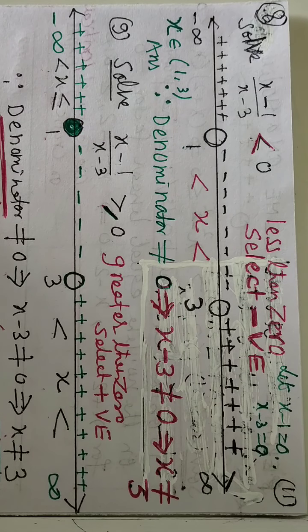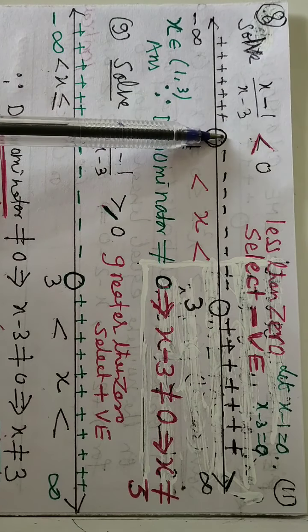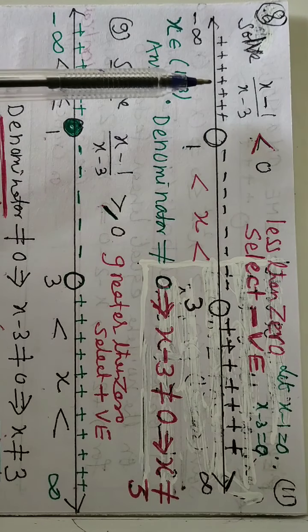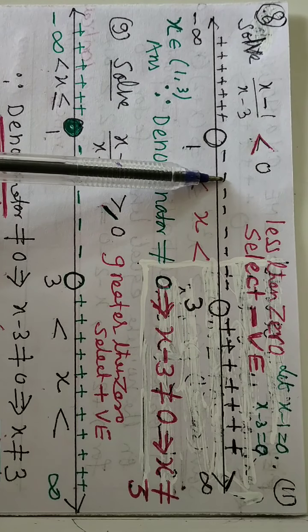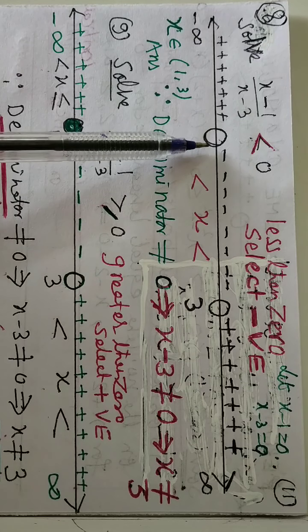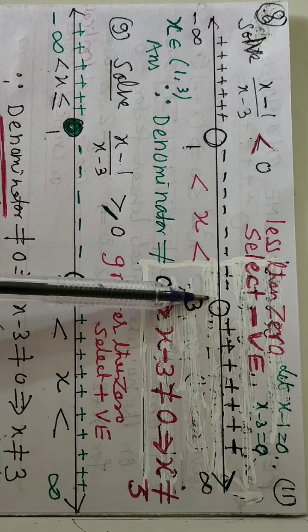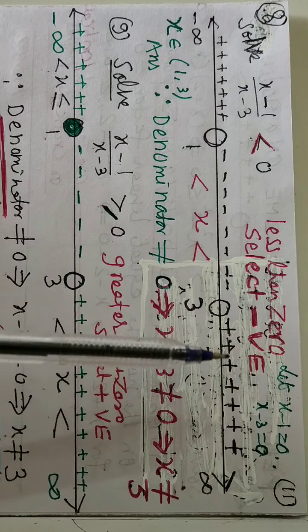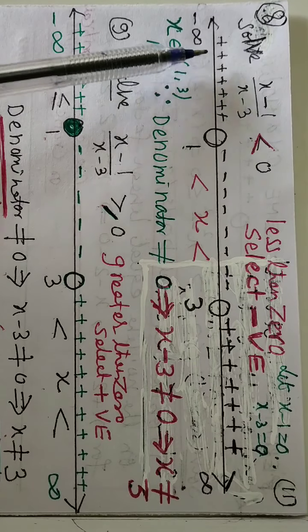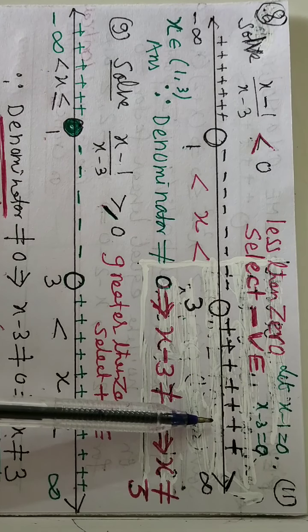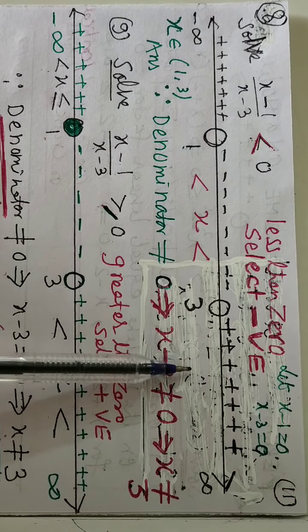Question number 8. Solve this inequation: (x minus 1) by (x minus 3) less than 0. Less than 0 means select negative, the negative in between 1 and 3. There is a sign scheme starting positive from the right side, then negative, then again positive. This sign scheme is a permanent sign scheme on the number line.